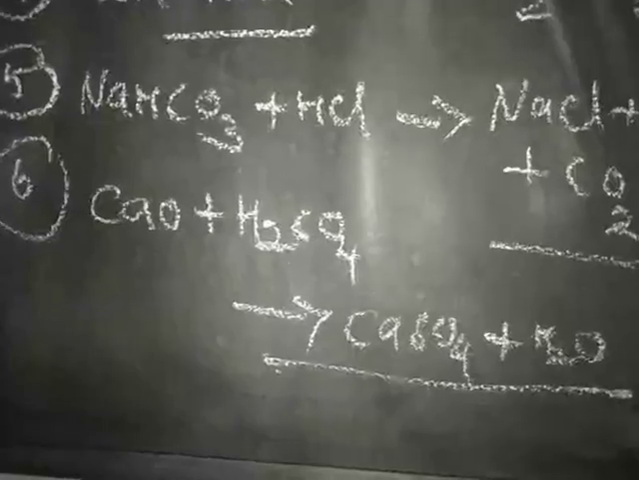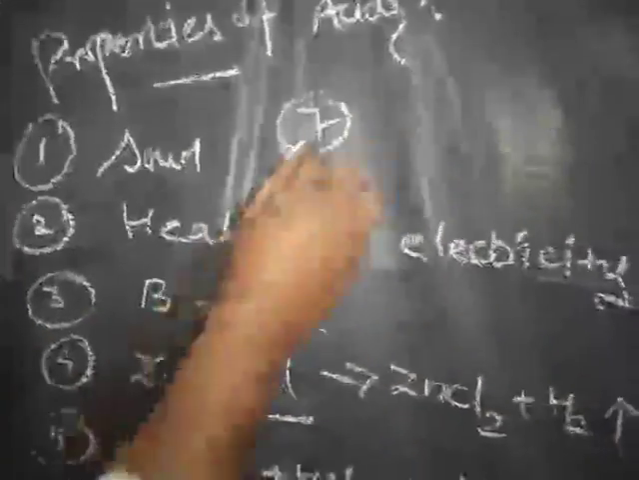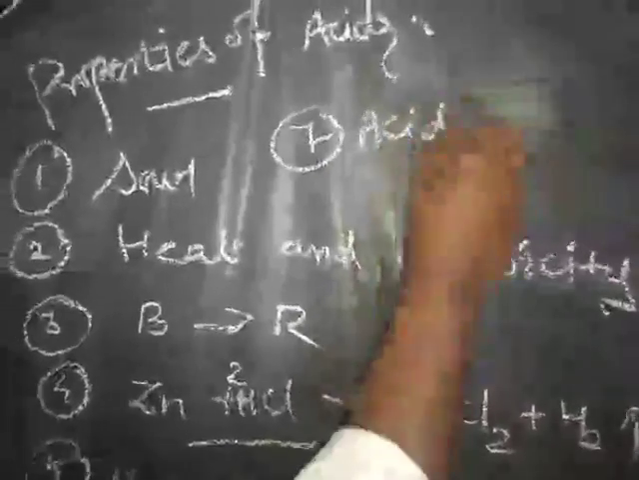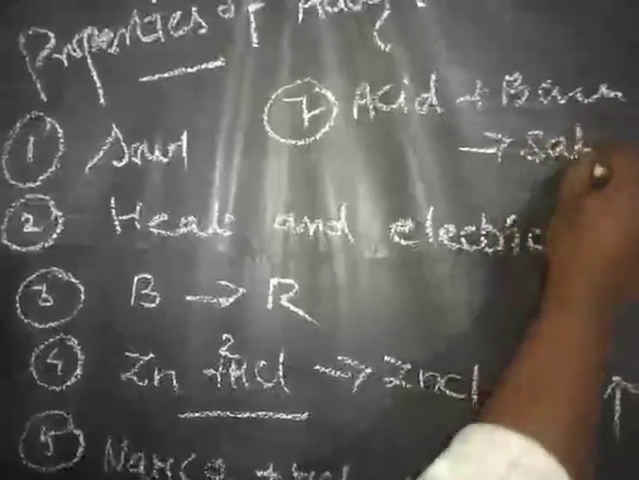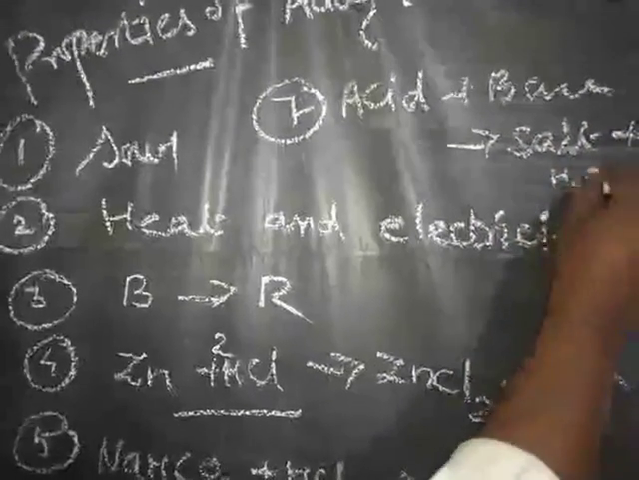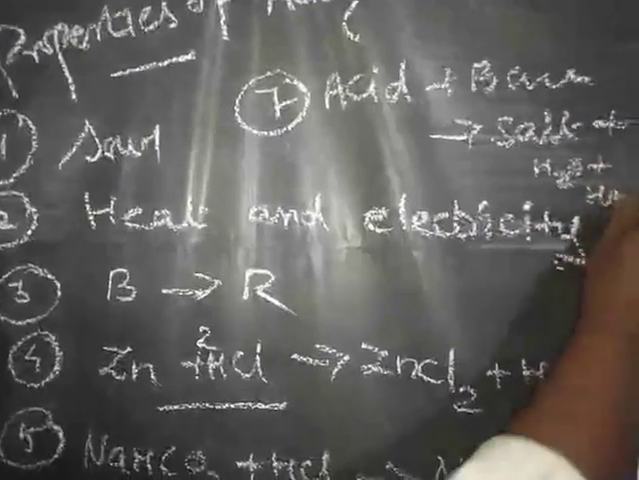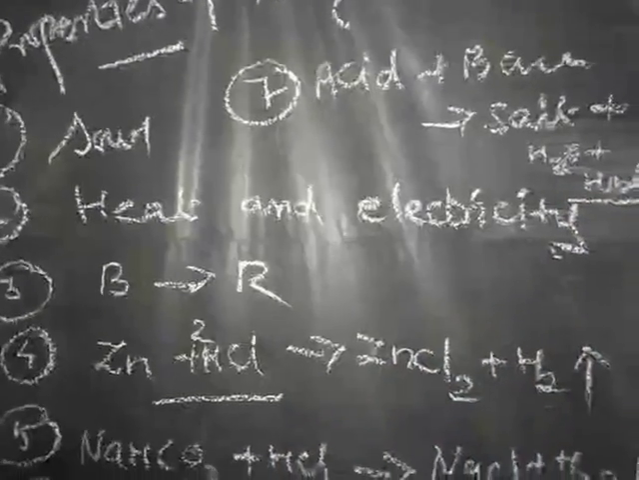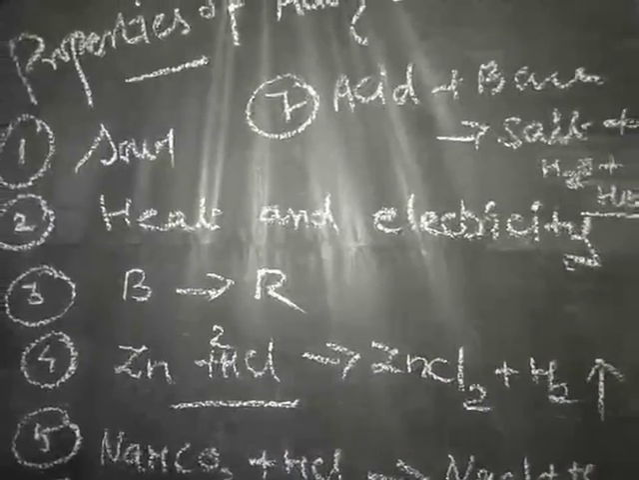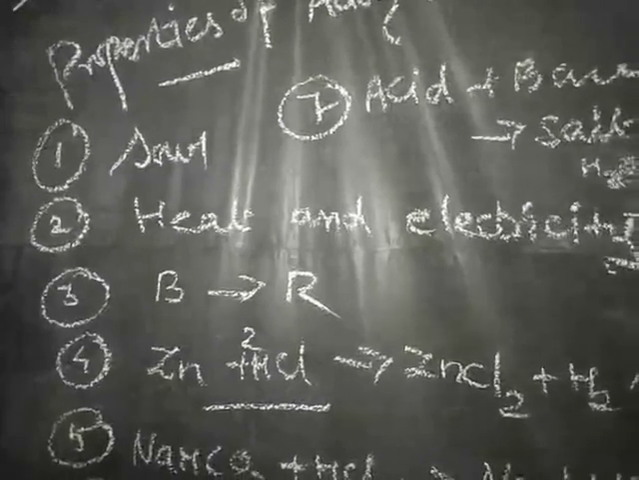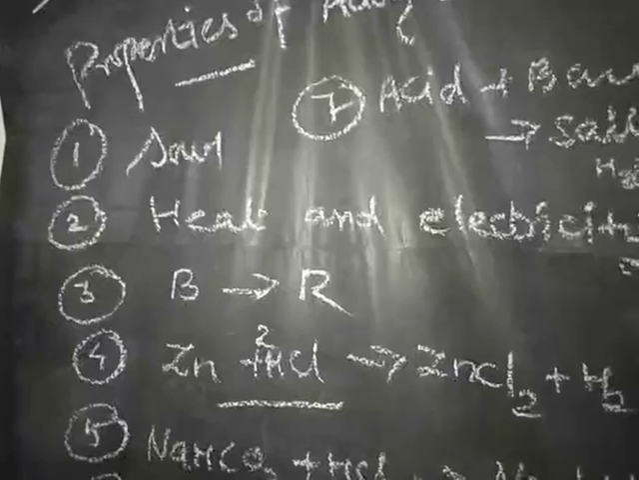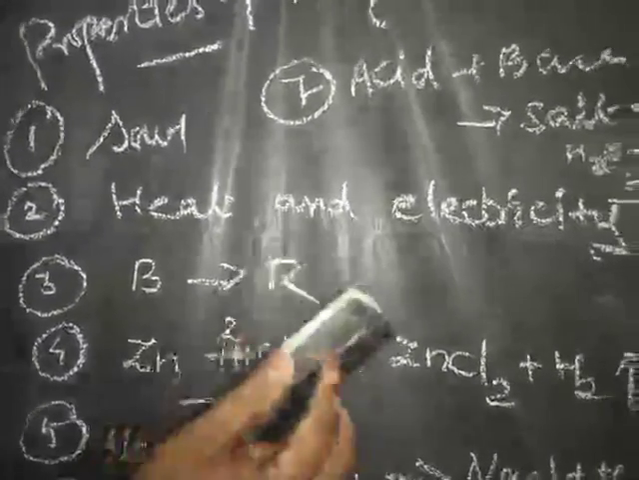Last one, the seventh: neutralization reaction. What is meant by neutralization reaction? Acid reacts with a base to give salt and water, and heat is liberated. This type of reaction is known as a neutralization reaction. For example, hydrochloric acid reacts with sodium hydroxide to give sodium chloride plus water, and a amount of heat energy is liberated.